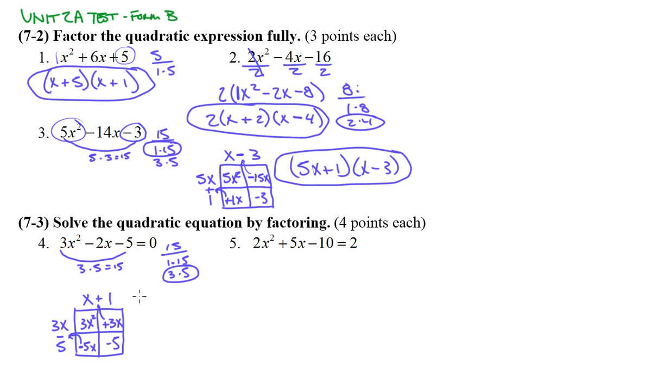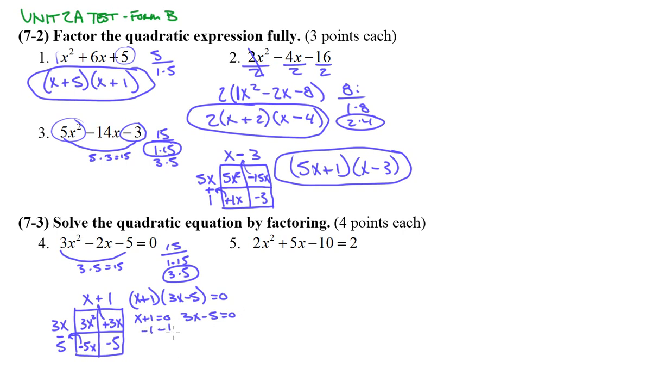So now what we have is x plus 1 times 3x minus 5. But remember, this all still equals 0. If we have two things multiplied together to equal 0, one of these things has to equal 0, because 0 times anything will give us 0. So what we have to do here, if you remember, is solve each one of these for 0. So we do x plus 1 equals 0, and then we also do 3x minus 5 equals 0.